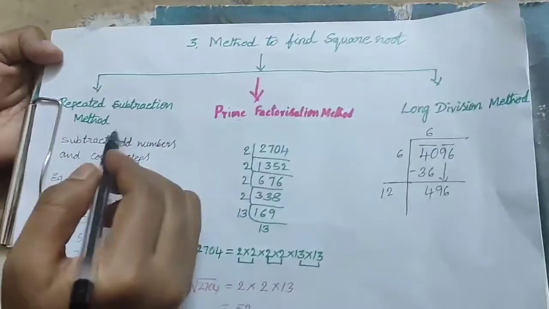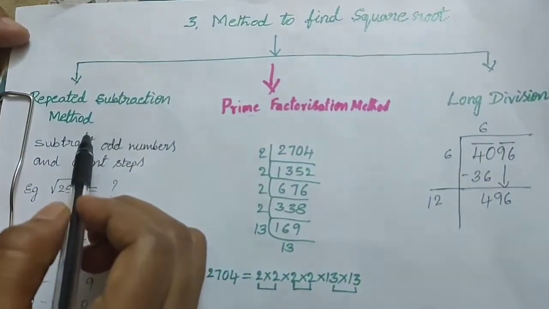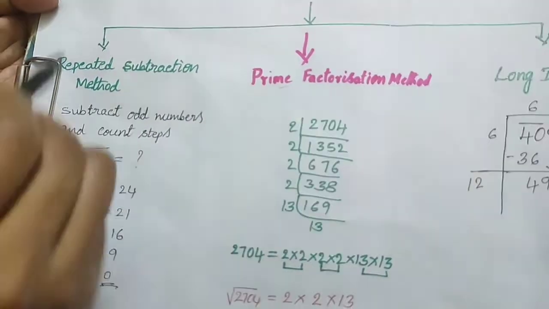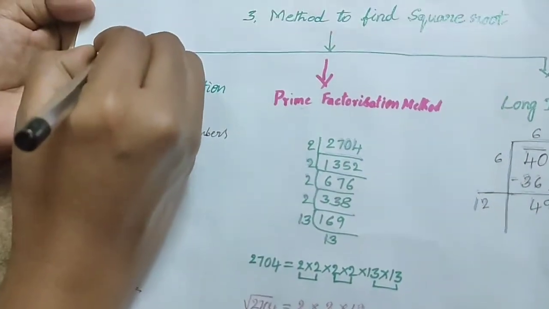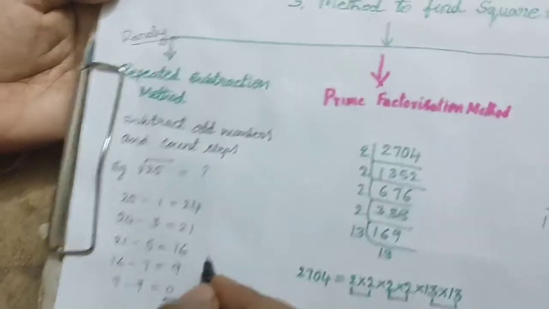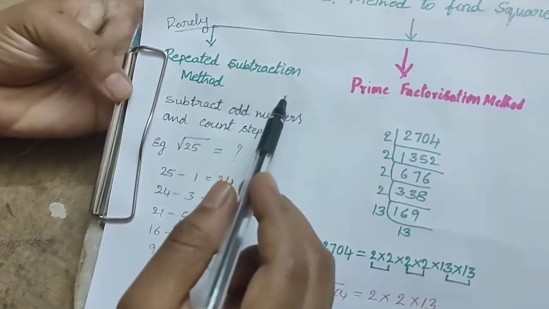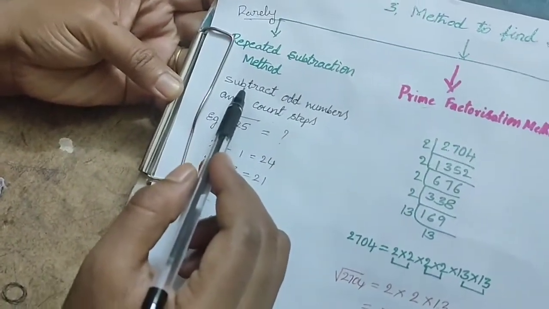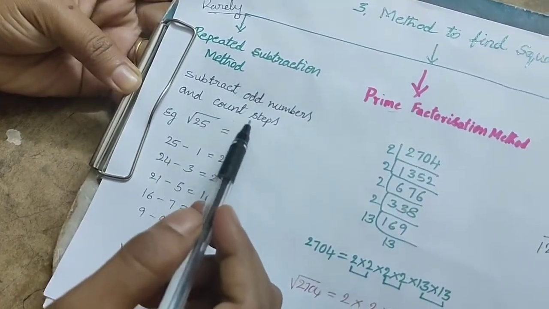So now coming to the first method, the repeated subtraction method. This method is very rarely used. Why is it rarely used? There are so many limitations. But I will explain what the repeated subtraction method is. Repeated subtraction method means subtract odd numbers and count the steps.